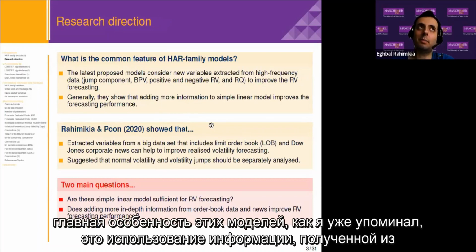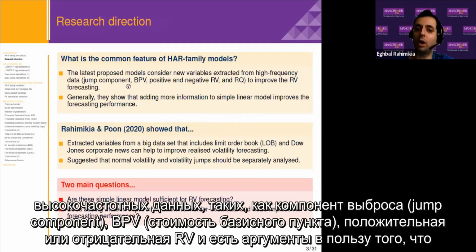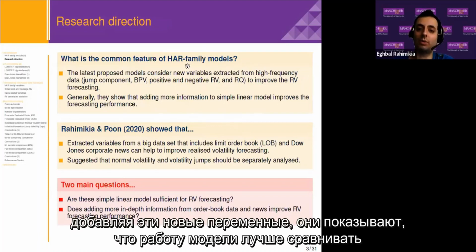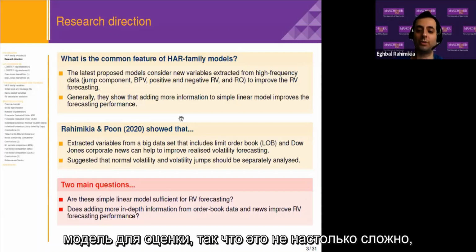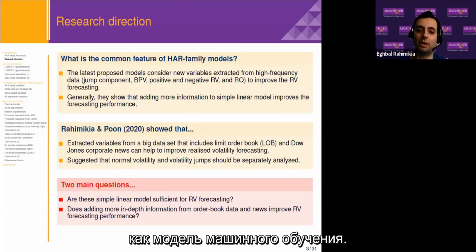The main common feature among these models is that they are using information from high frequency data, like the jump component, BPV, positive and negative RV, and RQ, and by adding these new variables, they show that the performance is higher compared to the previously proposed model. Also, these models are just using a simple OLS model for estimation. So it's not complicated like machine learning models.